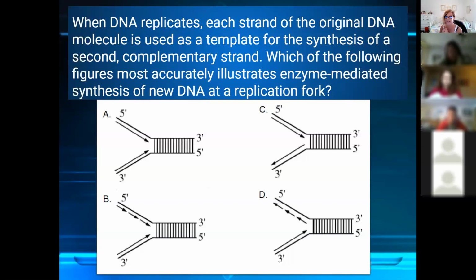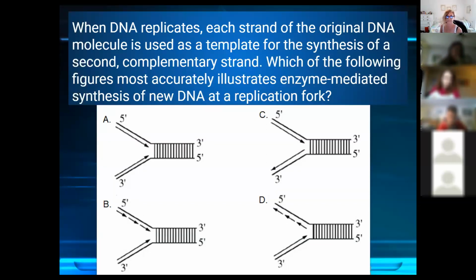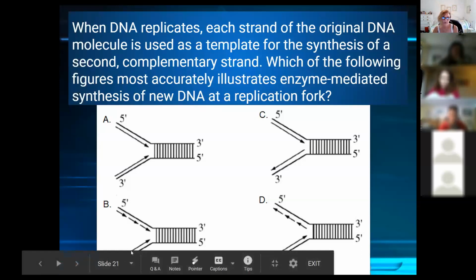So right away, I can eliminate 2 choices. Which 2 can I eliminate right away? A and C. Correct. So now we look at B and D. Which one do you want and why? Wouldn't it be B? Because I don't think it works backwards, like D does. The direction of the new replication. In this case, they're both going toward the replication fork.